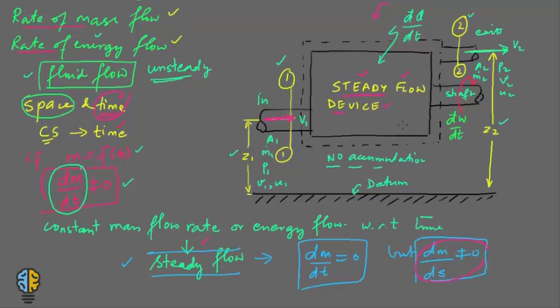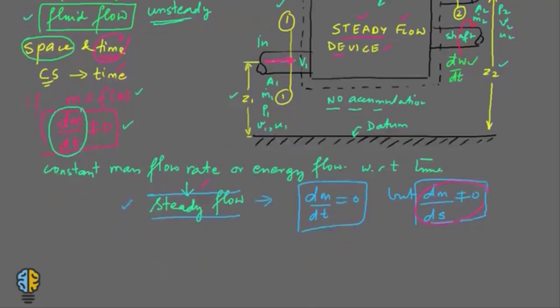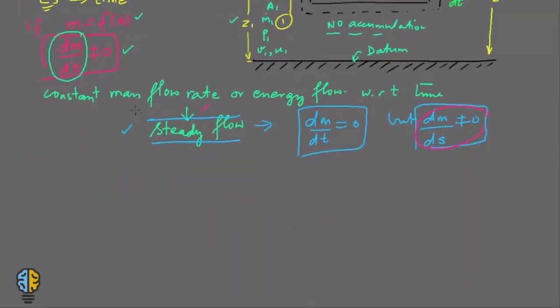So dQ by dt is the net rate of heat transfer through the control surface, and dW by dt is the net rate of work transfer through the control surface. Okay, now after understanding the arrangement of this steady flow device carrying out a steady flow process, let's go on to the first analysis and analyze the mass balance in this steady flow process.